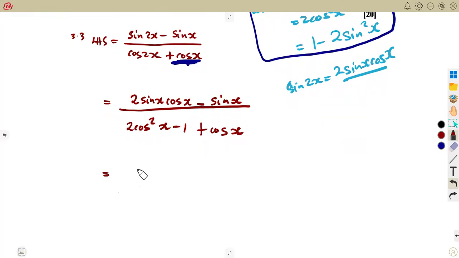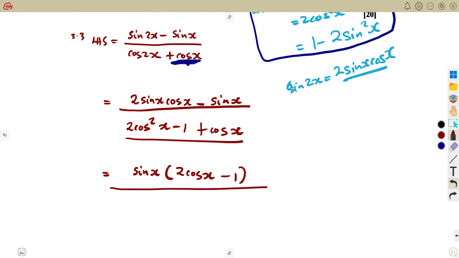Sine of x is common on top. So the sine of x into what? 2 sine x cos x, this one and this one was going to cancel. So you remain with what? 2 cos of x. This one and this one was going to cancel. You remain with what? -1. Everything over what? This part is to be factorized. As you can see, it's a quadratic. It is the same as we've got 2 cos squared x plus the cos of x minus 1.